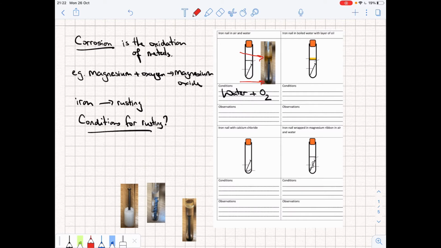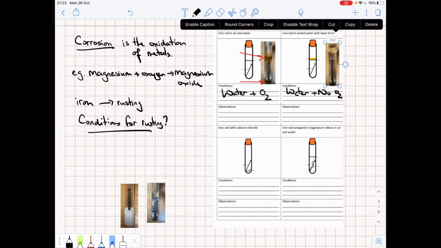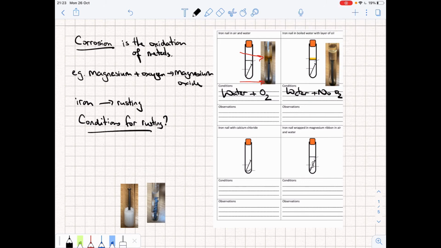In this next experiment, we've changed one condition. We've got water, but the water here is boiled water. That means the oxygen has been removed, so there's no oxygen. And we put a layer of oil on top to prevent any fresh oxygen from getting inside the water. Here is my picture after a week, showing the test tube with the iron nail in, and you can see that there's no rust at all. So this one has no rust visible, and this one, there's definitely rust forming.